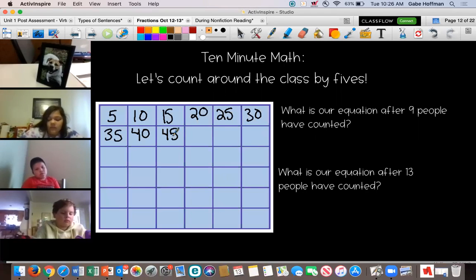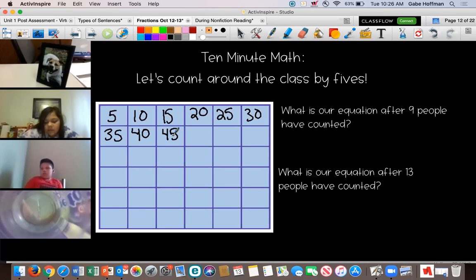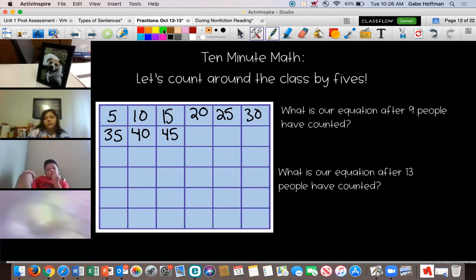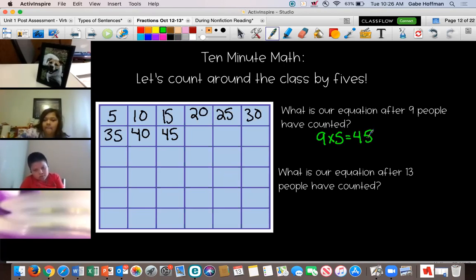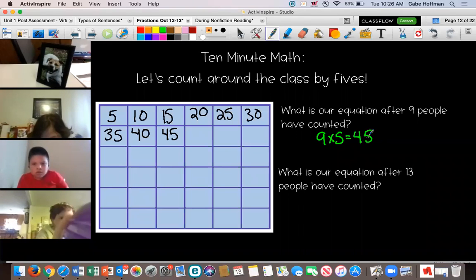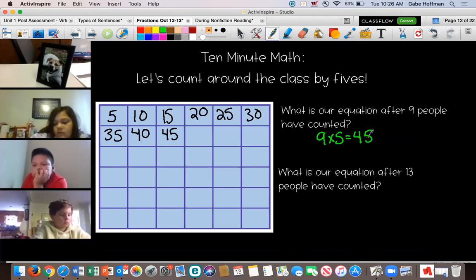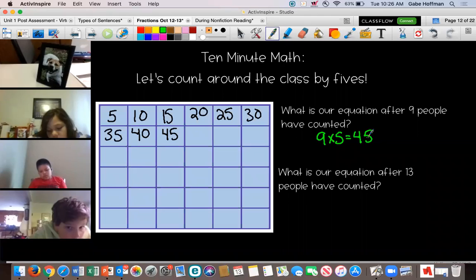So 9 people have now counted. Could anybody tell me what would be our multiplication equation that we could write to represent what has already been counted? So if I was writing a multiplication equation, Clay, what would it be? 9 times 5. Equals? 45. Very good. And how did you know that? Because we're counting by fives, and we counted by fives 9 times, and our answer is 45 because we stopped at 45. That's perfectly explained.